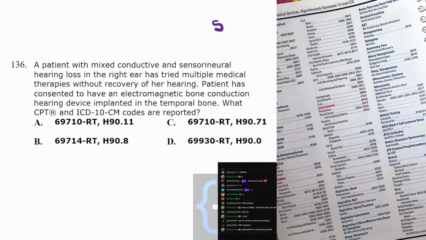What do you guys think is the best route to go about looking up this answer? With this one, I probably wouldn't even look at any of the CPT codes. I would just look at the difference between the diagnosis codes in A and C. What's the difference between H90.7 and H90.1? And pick my answer based off that.